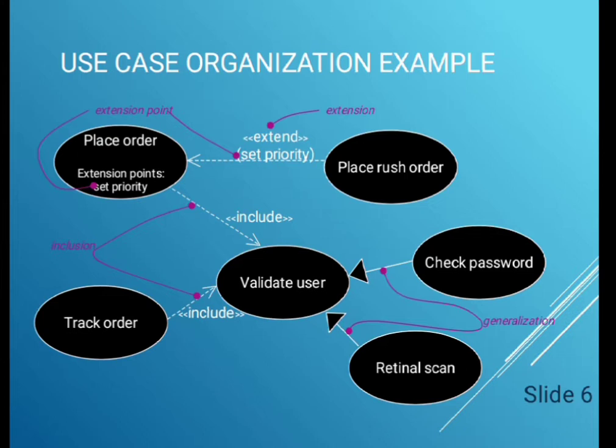In this, track order is the main flow of control: obtain and verify the order number, which includes validate user. For each part in the order, query its status, then report back to the user. Place order is also a main flow of control, which includes validate user. It will collect the user's order items, set the priority, and submit the order for processing.